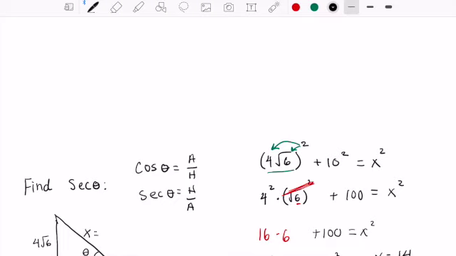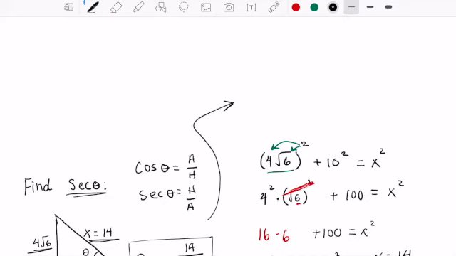Here we can set our hypotenuse equal to 14, x equals 14, and we can finally find our secant of theta. Secant of theta is the hypotenuse over the adjacent side. So secant theta equals 14 over 4 root 6. Now, we don't necessarily want to leave our answer like this. I want to simplify. I don't like leaving radicals in the denominator.